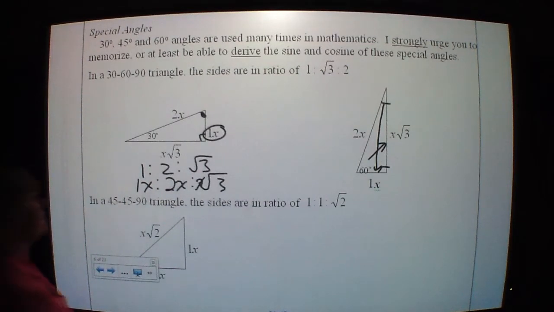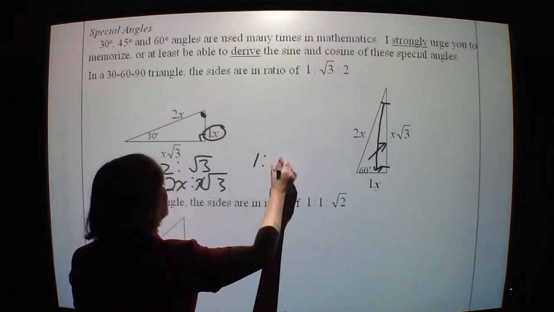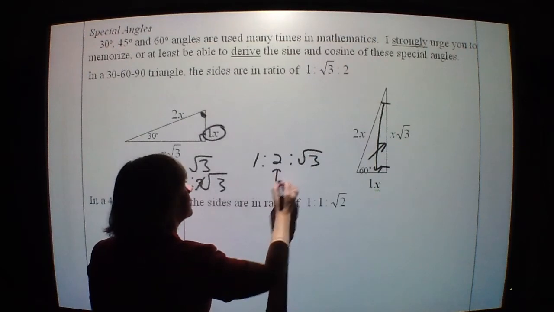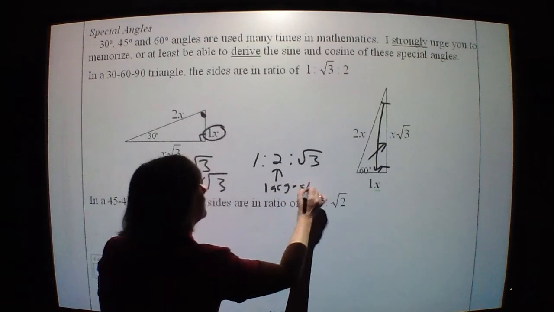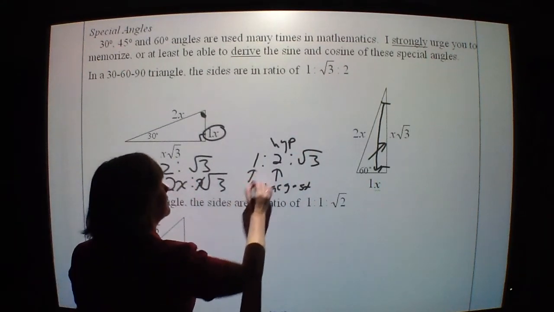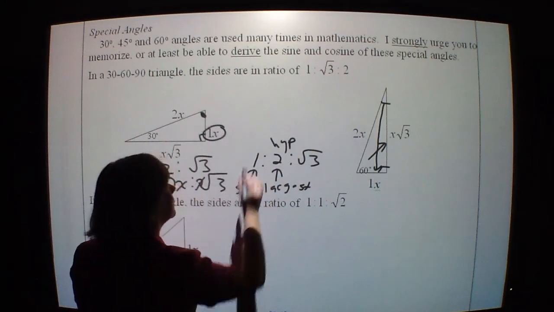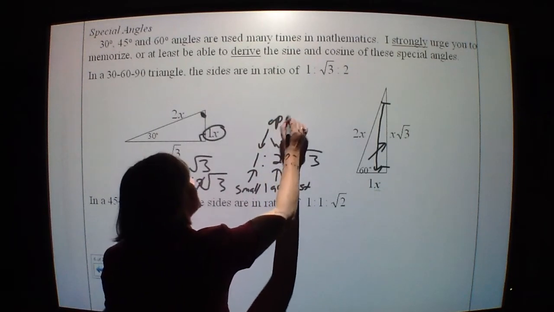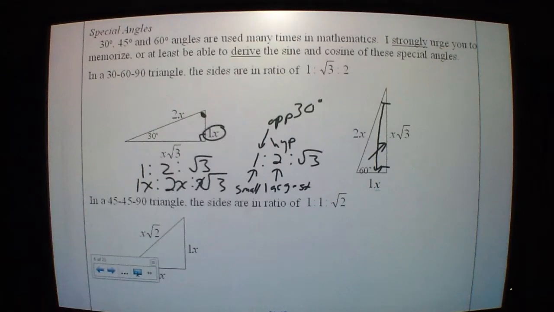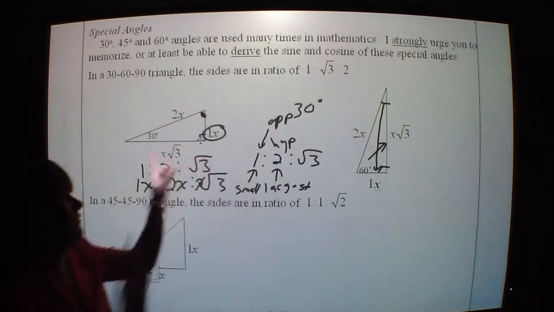So this should make sense. When I look at these ratios, look at the numbers. This is the largest, so this is the hypotenuse. This is the smallest, so this is opposite the 30-degree angle. The largest is always the hypotenuse. The smallest is opposite the smallest angle. So the 30, 60, 90 triangle, you just orient them differently, same numbers.